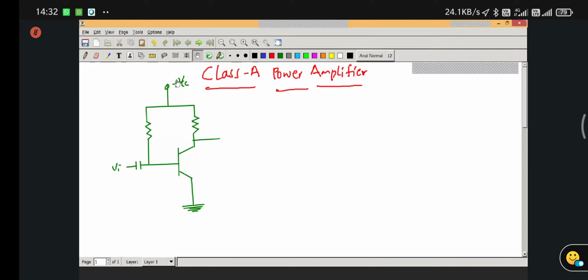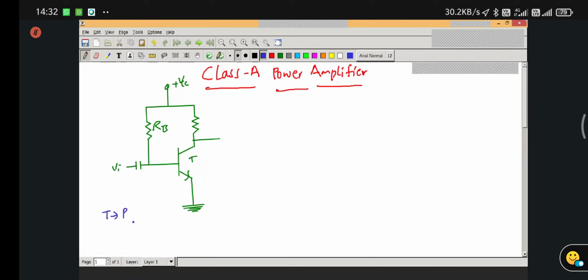Here we have the self-bias circuit. This is our base resistor RB, and this is the NPN transistor. This is a transistor, right? In the second unit, every transistor we took was a normal transistor. Now here we are going to take power transistors.